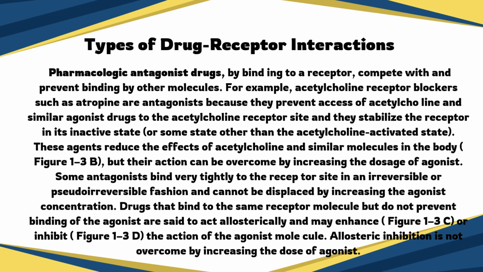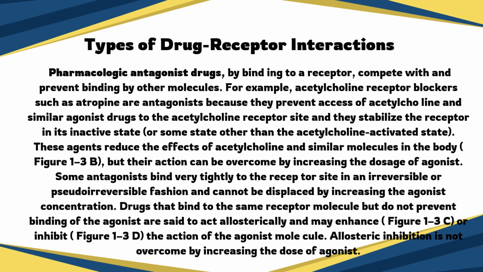Types of drug-receptor interactions: pharmacological antagonist drugs, by binding to a receptor, compete with and prevent binding by other molecules. For example, acetylcholine receptor blockers such as atropine are antagonists because they prevent access of acetylcholine and similar agonist drugs to the acetylcholine receptor site, and they stabilize the receptor in its inactive state or some state other than the acetylcholine-activated state. These agents reduce the effect of acetylcholine and similar molecules in the body, but their action can be overcome by increasing the dosage of agonists.